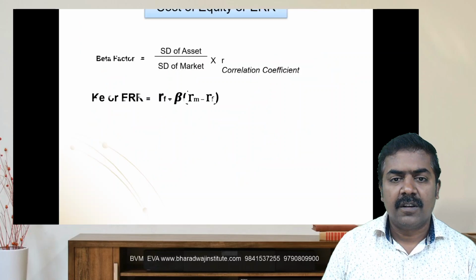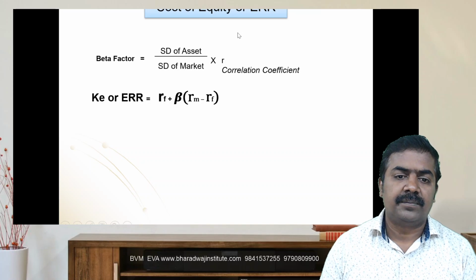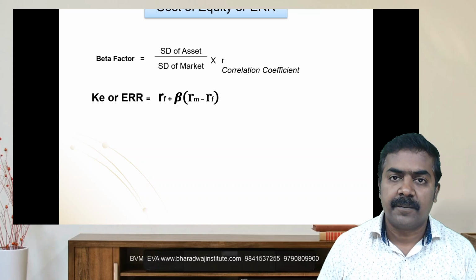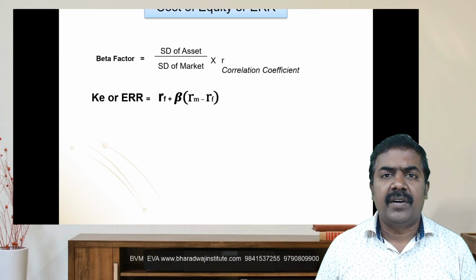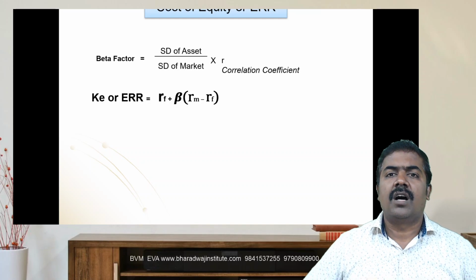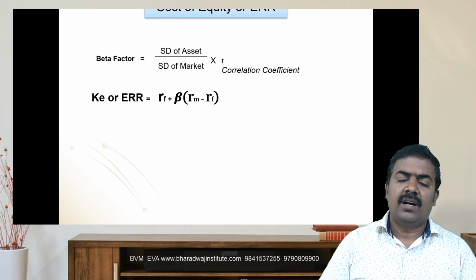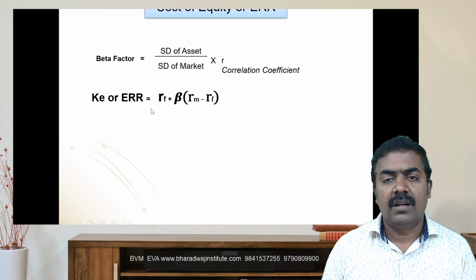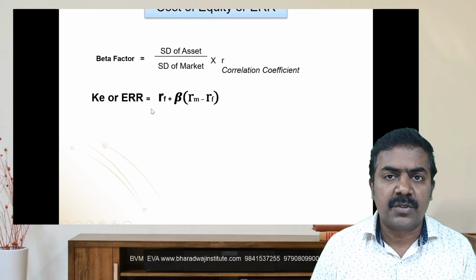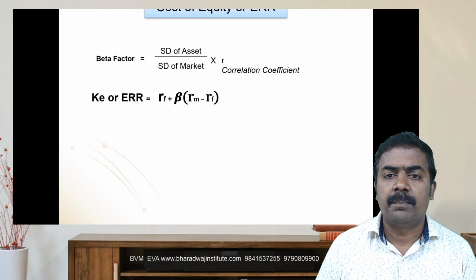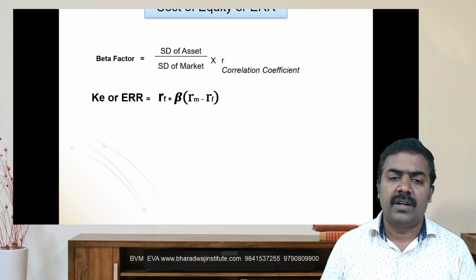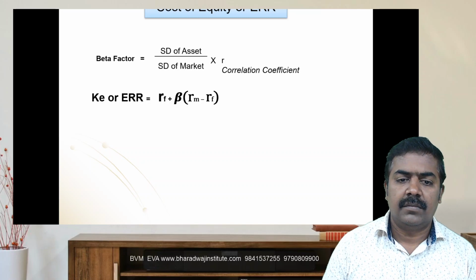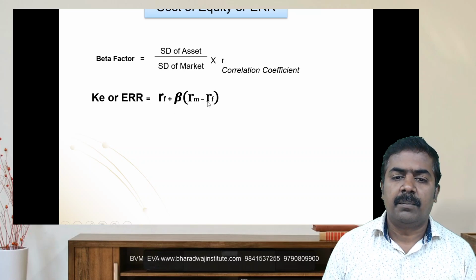So using this, we work out the beta factor. Beta factor is equal to the standard deviation of the asset, meaning shares, divided by the standard deviation of the market, into R, the correlation coefficient. All these things you need not work out; I am giving them just for your knowledge. The next one is most important. Expected rate of return is equal to risk-free rate of return plus beta factor into (RM minus RF). Beta factor means the volatility factor.